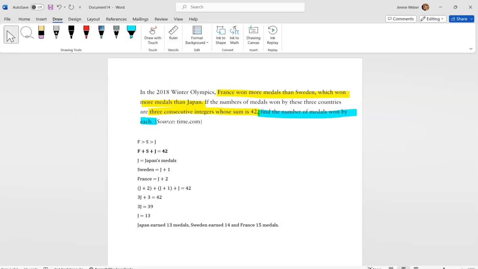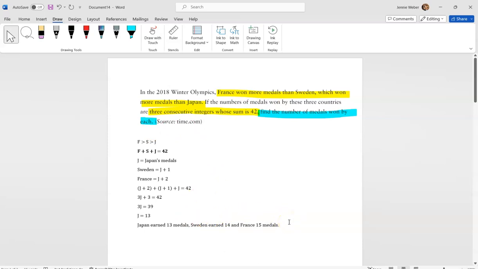We always want to end with a sentence. This also then, we can look at this and go, okay, that makes sense. I can also add up 13 plus 14 plus 15, which I'm going to do right now, 13 plus 14 plus 15, and I get 42, which then goes, okay, this makes sense. And I've got it in the right order, which is France won more than Sweden, which more than Japan. And as I said, we've got those consecutive integers.